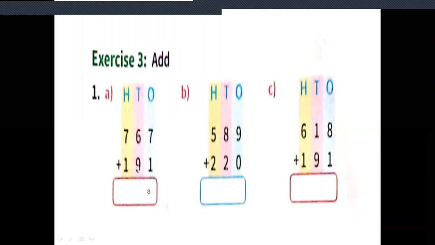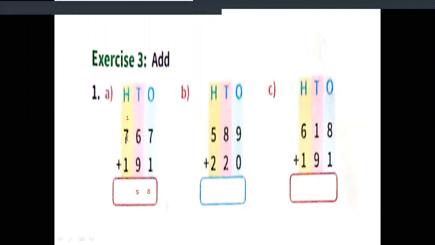Next 6 plus 9. How much is 6 plus 9? 6 plus 9 is nothing but 15. 6 tens plus 9 tens equal to 15 tens. So what you will do? 15 tens is nothing but 100 and 5 tens. So 1 you are writing in hundreds place and 5 you are writing in tens place.